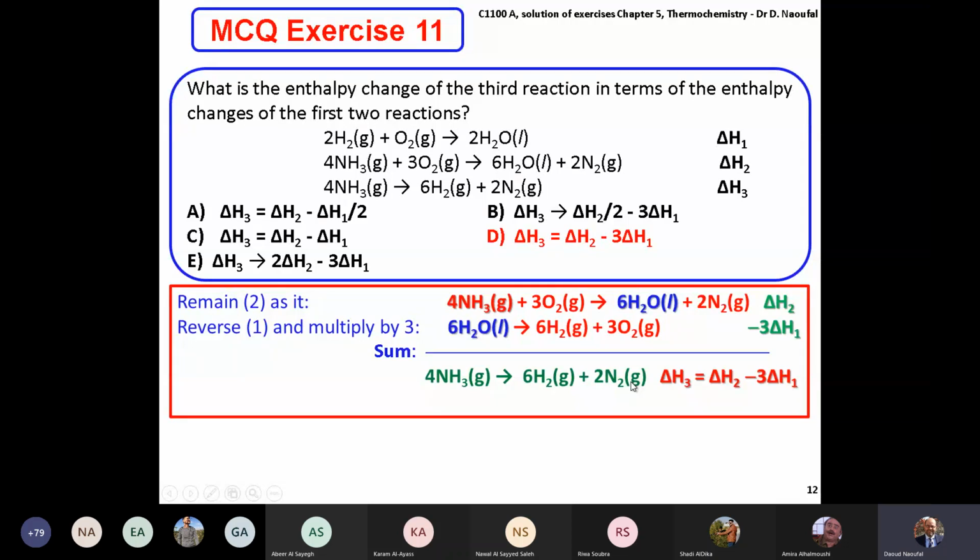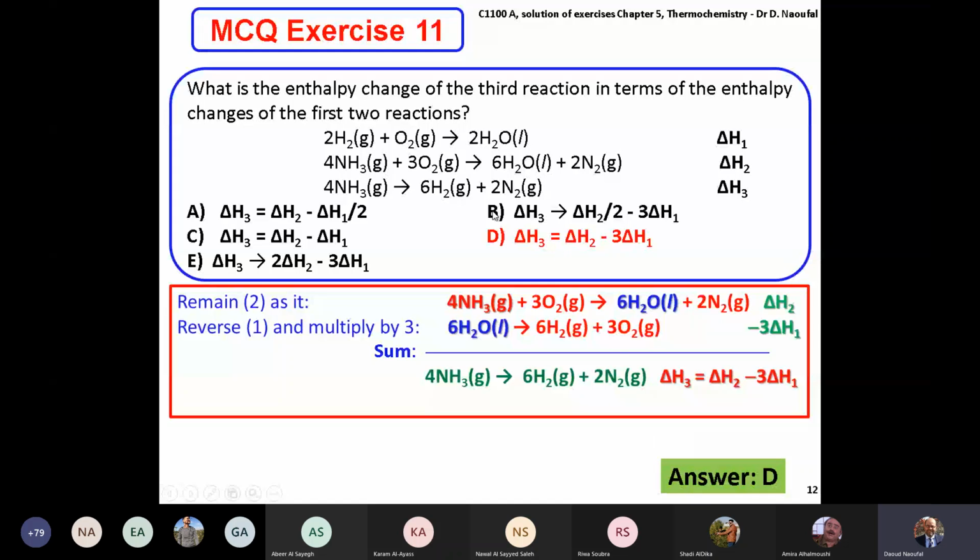And this is the global reaction in the question. If our reaction is the global of the given reactions, so delta H of the global is the combination of delta H given. Therefore, delta H3 is equal to delta H of the first plus delta H of the second, so equal delta H2 minus 3 delta H1. And the correct answer is D.